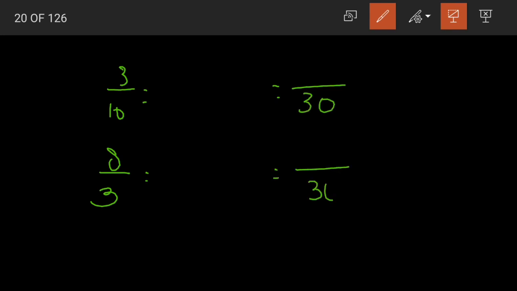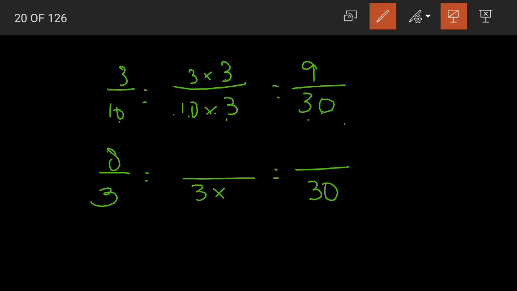Now 3 by 10, 8 by 3. The LCM is 30, so 30 will be the denominator. Now again, what do we have here? We have 10 in the denominator, but we want 30. How will we get it? 10 threes are 30. So again, as we have multiplied by 3 in the denominator, we should do the same with the numerator as well. 3 threes are 9 and 10 threes are 30. Done? Next, with 8 by 3.